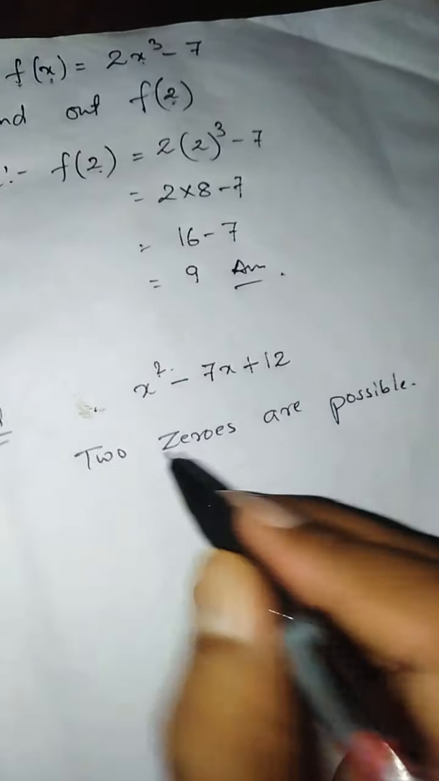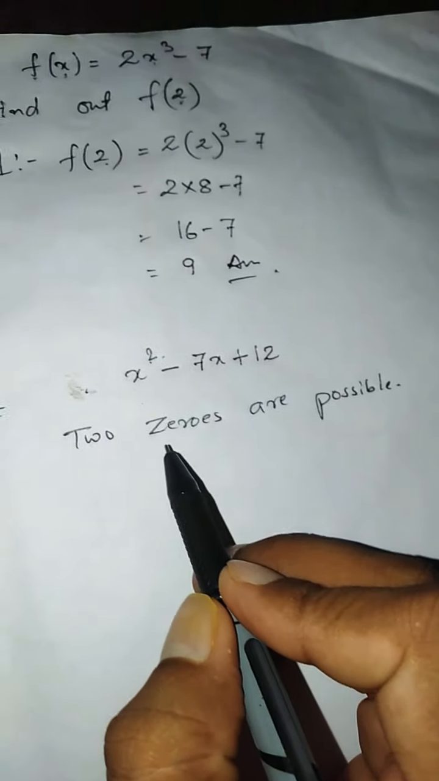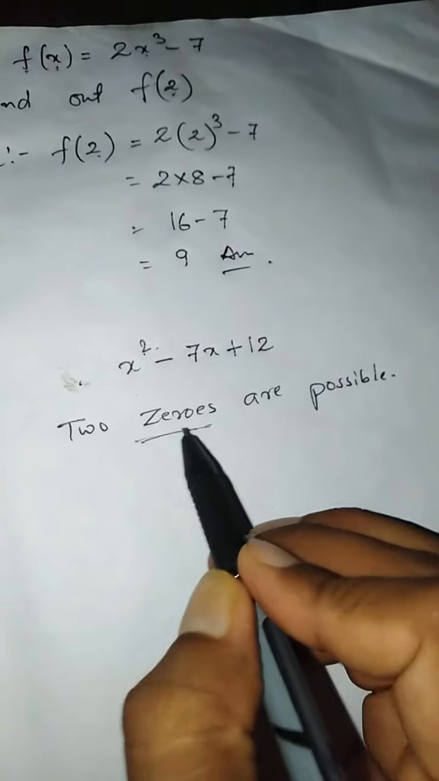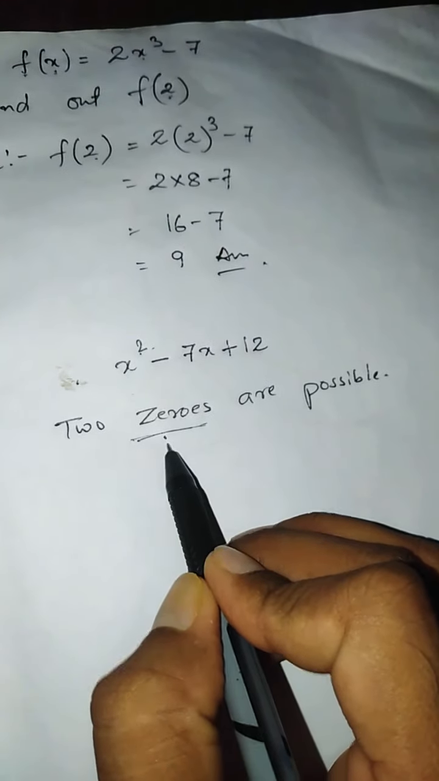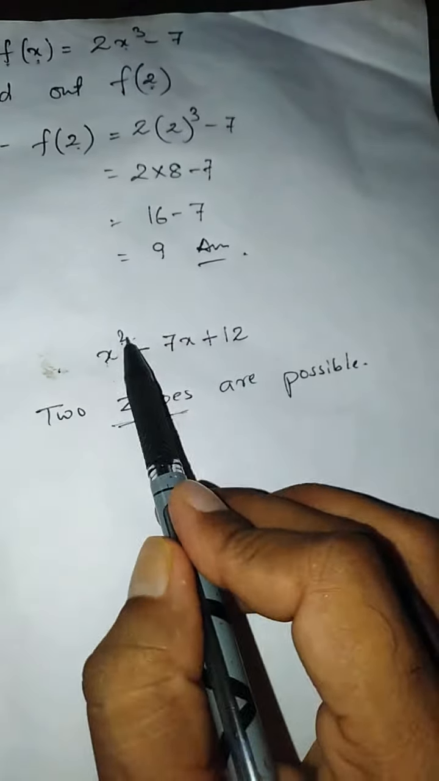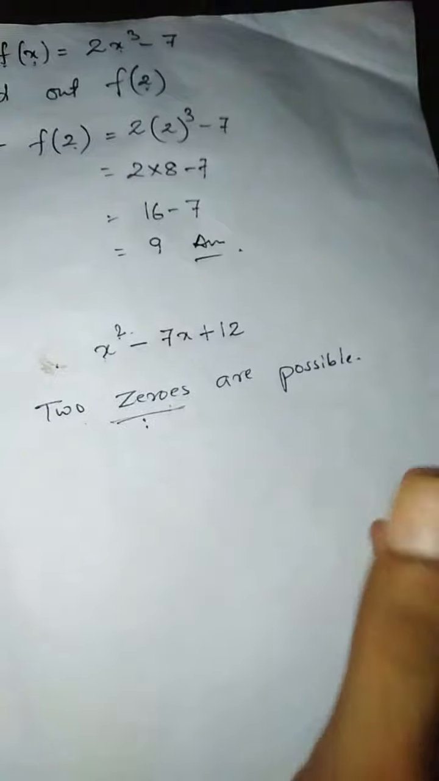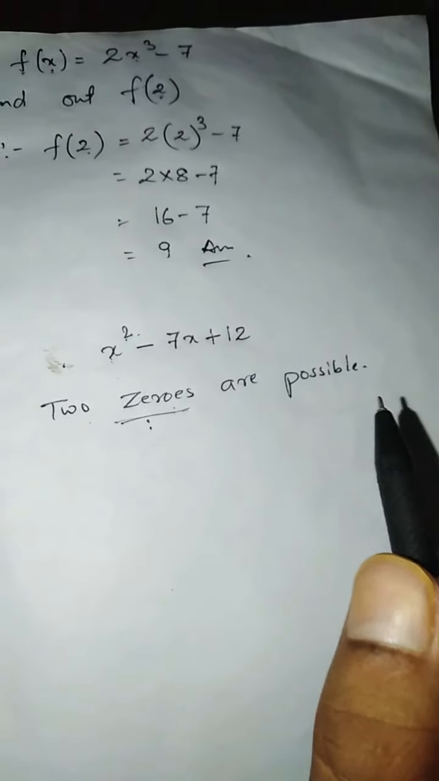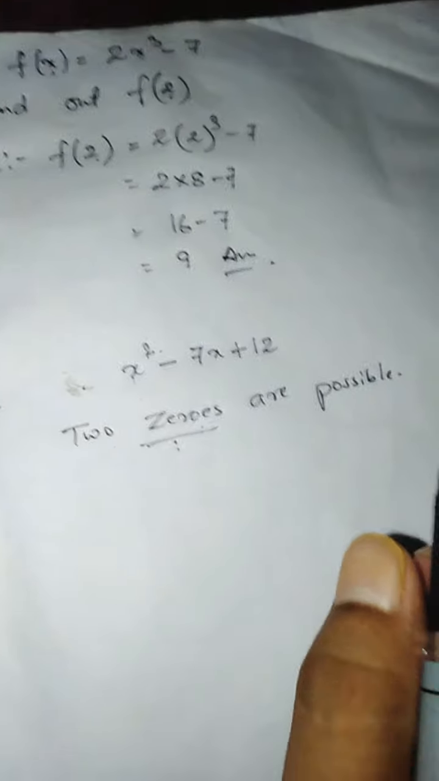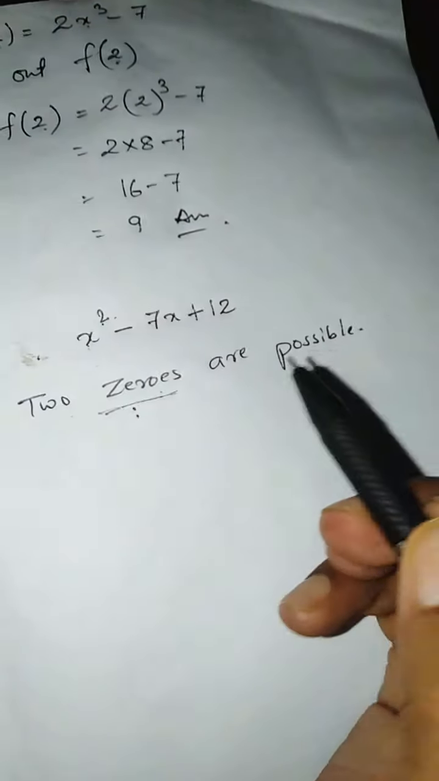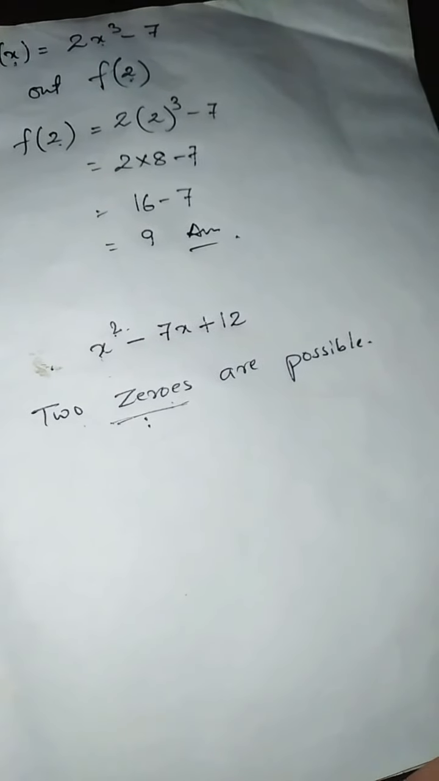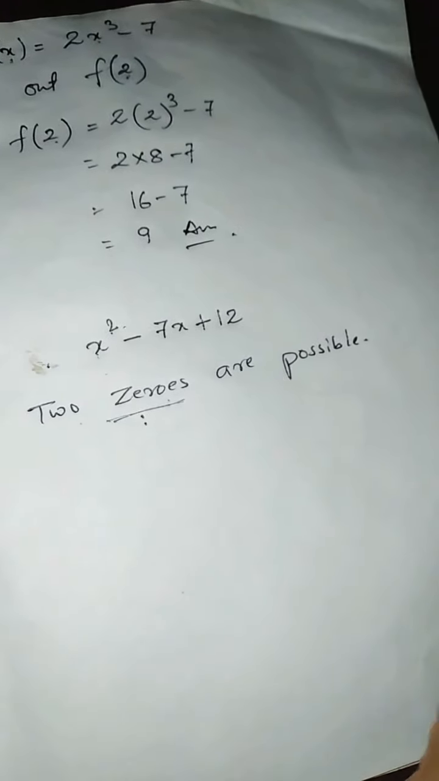I don't need to explain it again because it was there in class 9. So since the degree is 2, so the two zeros are possible. And then how to find the zeros, that also was there in class 9. Even though that process how to find the zeros are not there in class 10, so I'm not going to explain it.